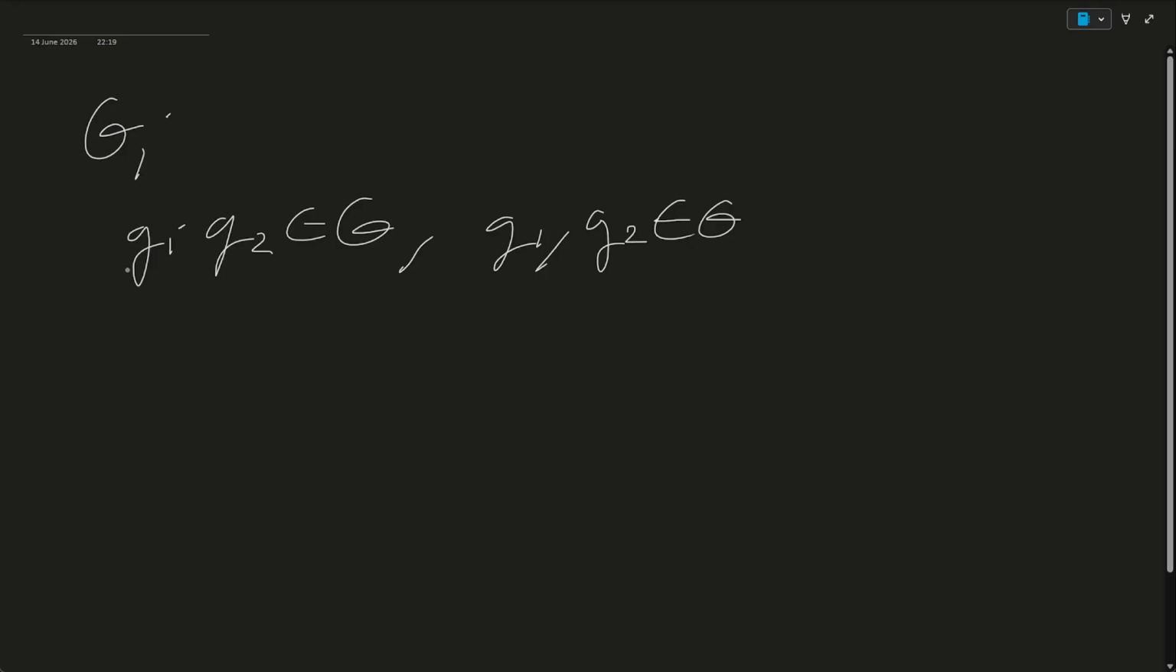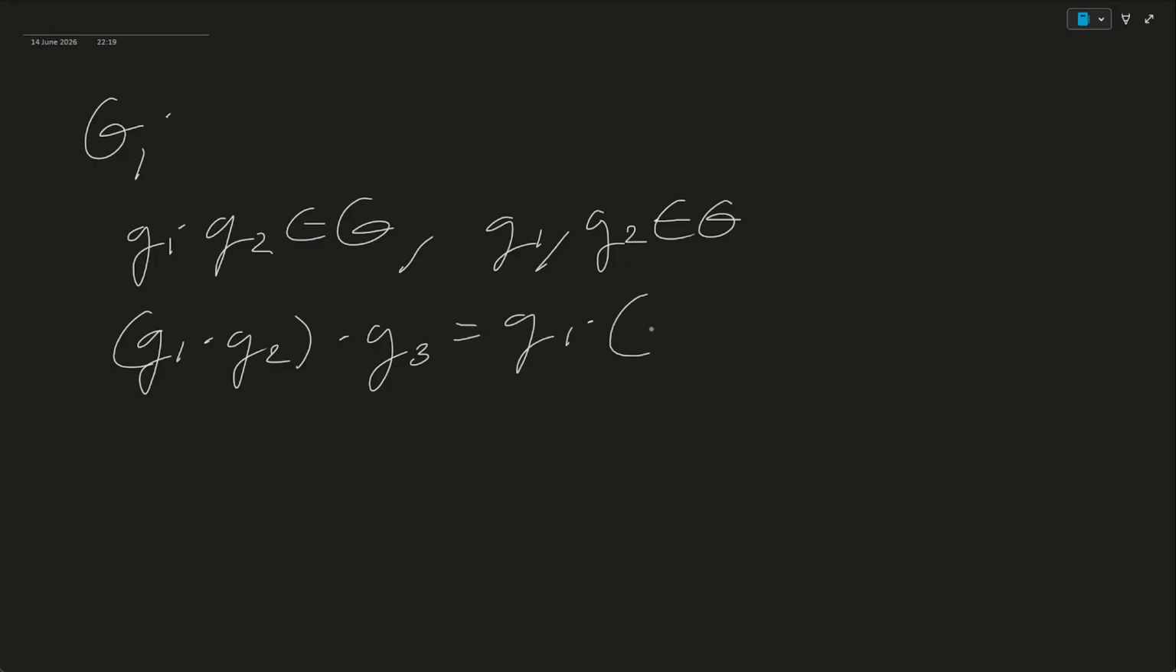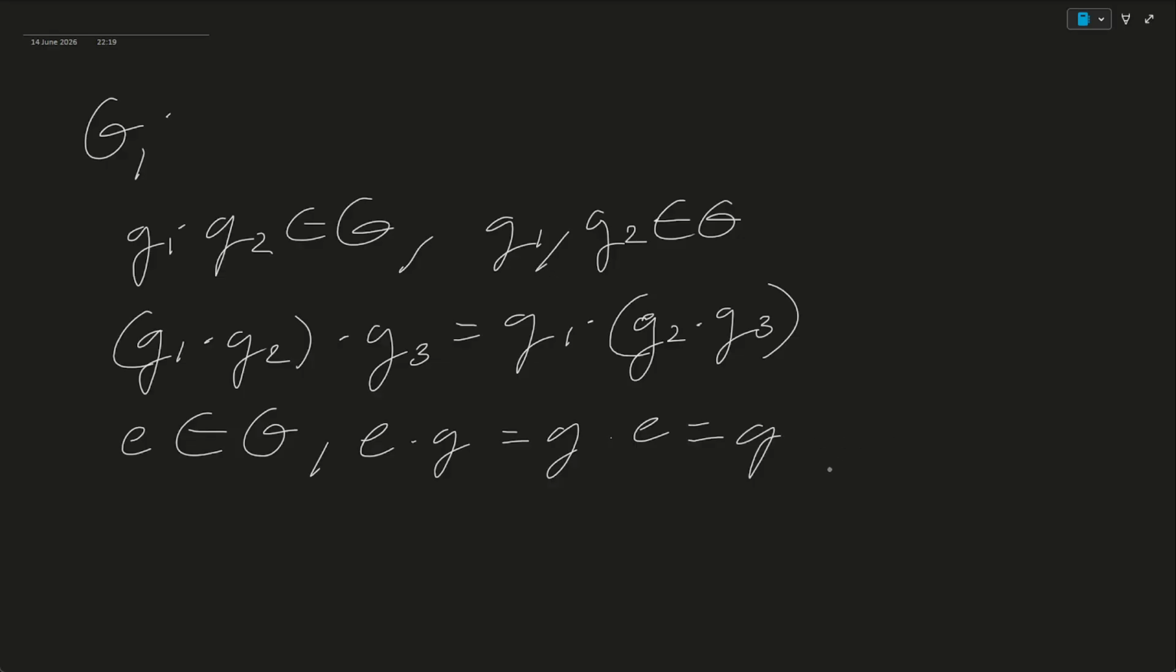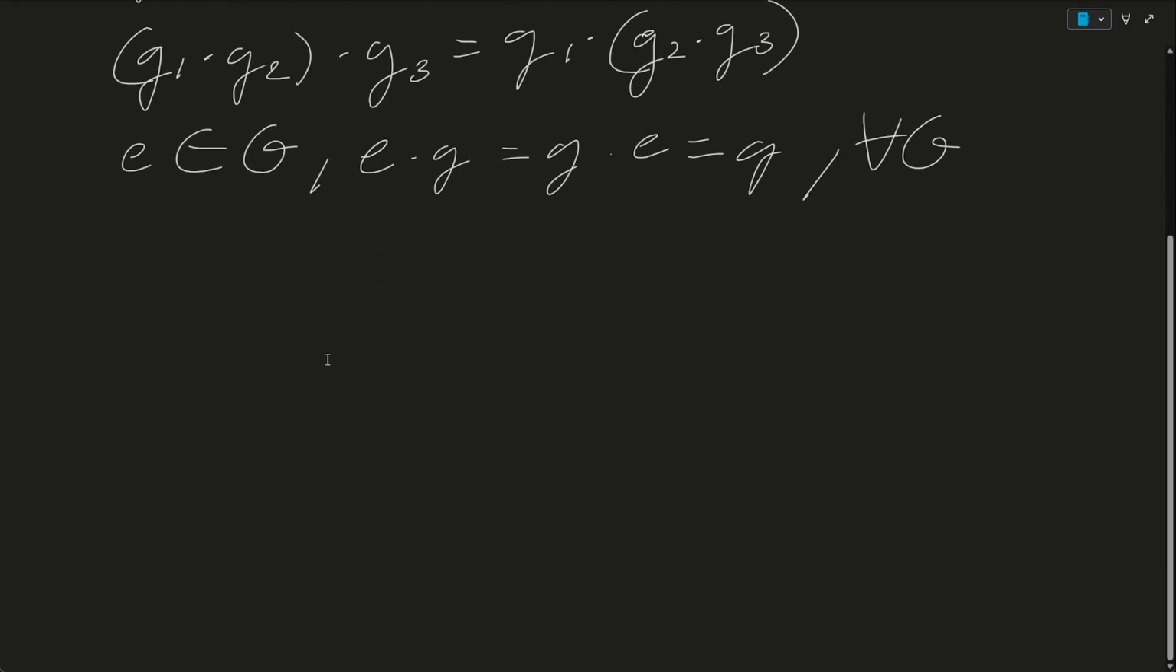And then associativity, which is that (g1 · g2) · g3 is equal to g1 · (g2 · g3). Identity, we have an element e in G such that e · g is equal to g · e is equal to g for all g. See, that's what I mean, I was trying to scroll down there.